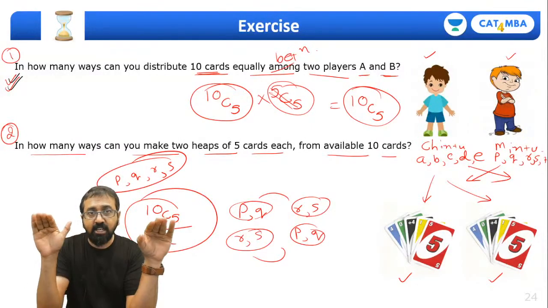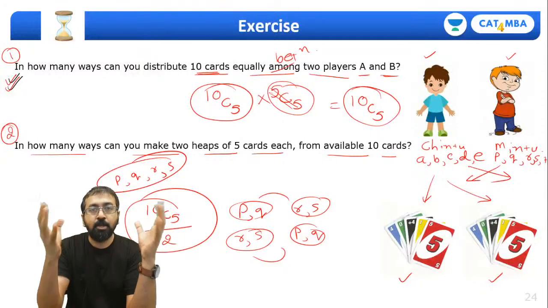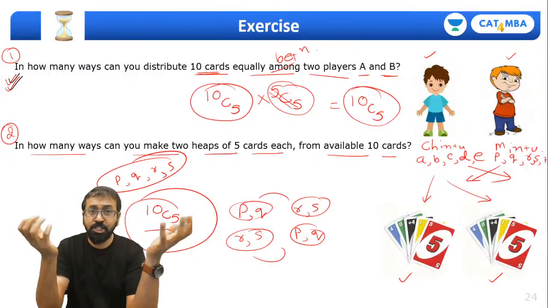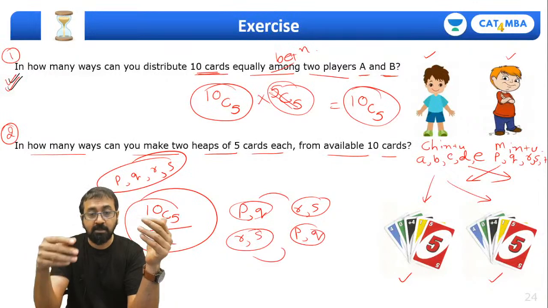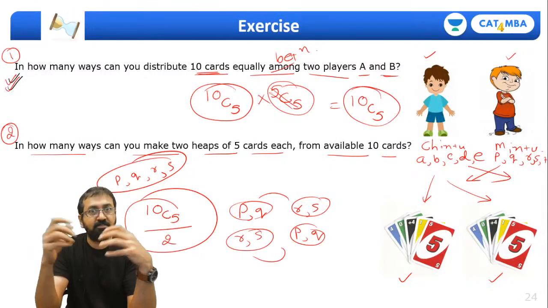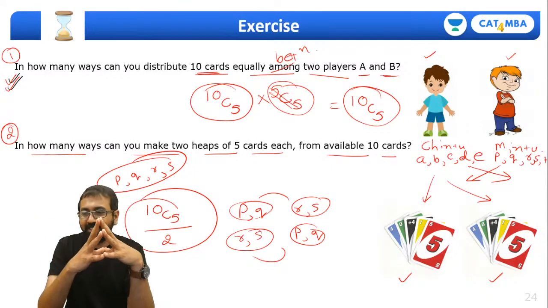Why am I dividing it by 2 in case of hips? Because hips are identical, but Chintu and Mintu are different. Look at the pose that Mintu is giving, right? It's a very attitude wala pose, right guys?